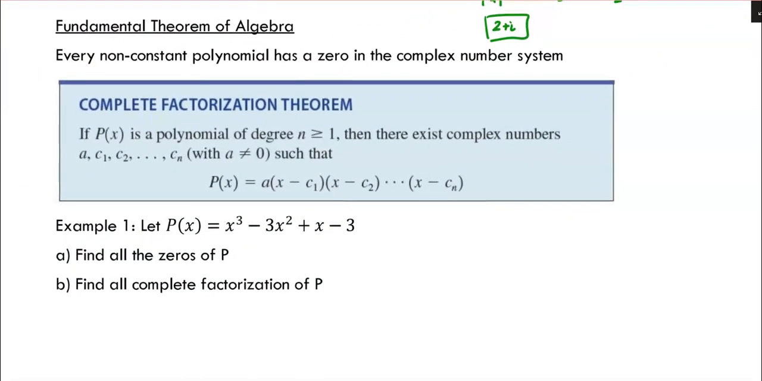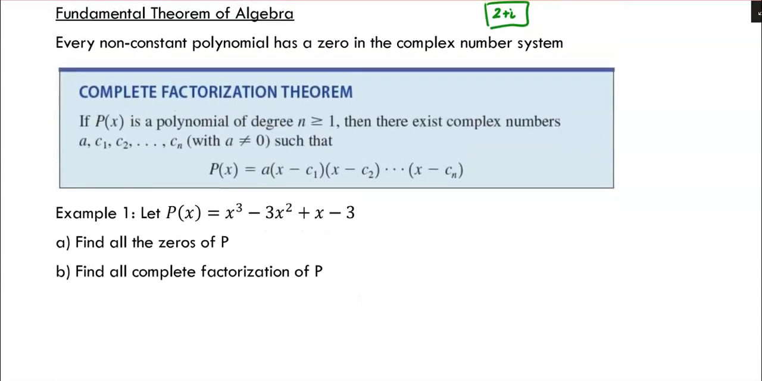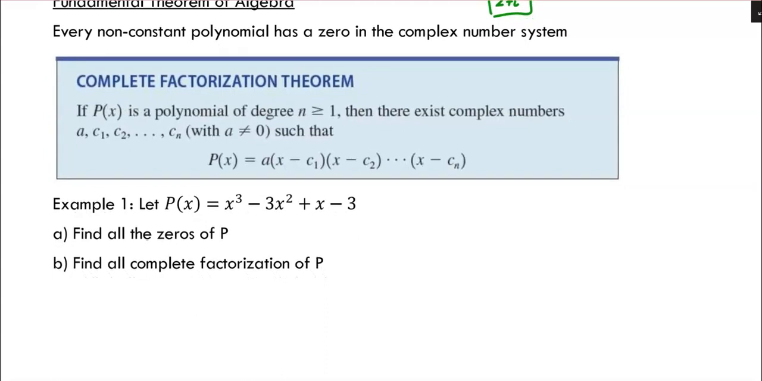Okay, now how are we going to use that? Because that was a review of Algebra 2. How are we going to use that? The fundamental theorem of algebra basically says that every non-constant polynomial has a zero in the complex number system. For example 1, it's a degree 3 polynomial, so that tells us that it's going to have 3 complex roots.